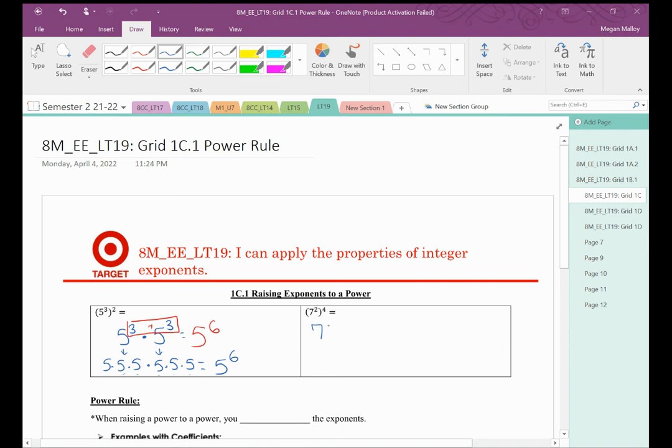which would mean 7 squared times itself 4 times. And if we use our product rule, remember we are going to be adding all of those exponents because I have the common base of 7. So I have 7 raised to the 2, plus 2 is 4, plus 2 is 6, plus 2 is 8. So we have 7 raised to the 8th power.